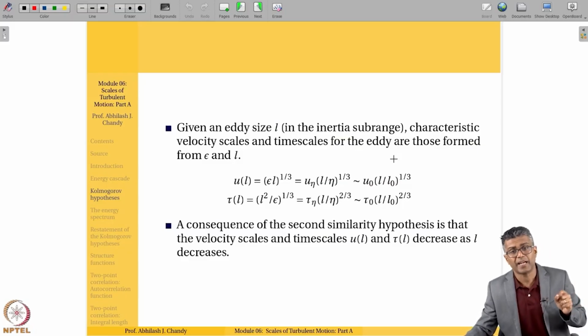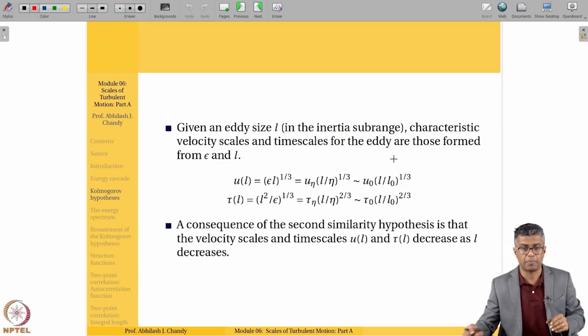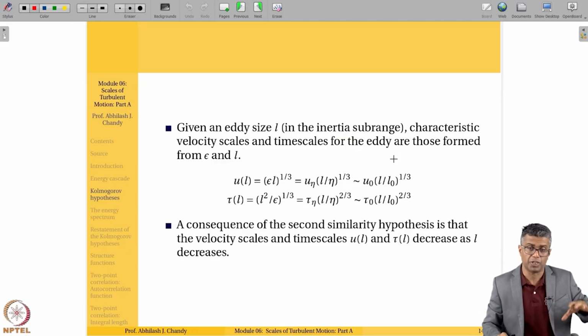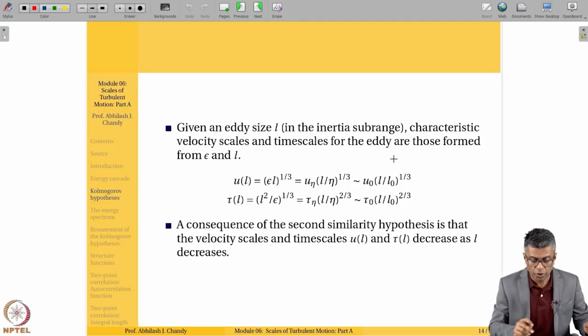Now, given an eddy size L, let's say L is in the inertial subrange. This is a universal equilibrium range, but it only depends on epsilon. It does not depend on nu. So then you can try to find out the ratio of length scales in this range to the largest length scale or to the smallest length scale. So that's what we mean by this. Given an eddy size L, characteristic velocity scales and time scales of the eddy are those formed from epsilon and L. So I want to derive this.